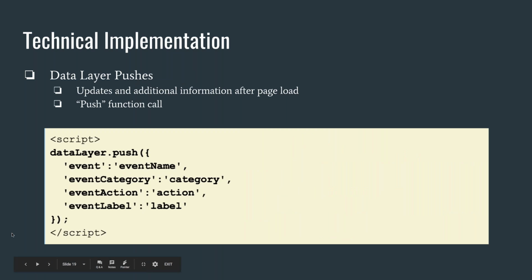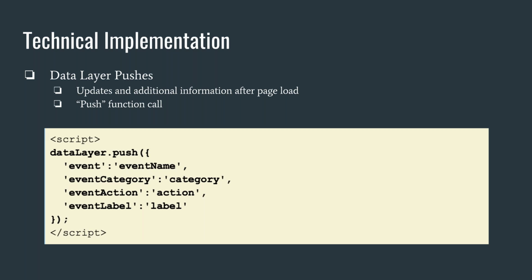So I want to touch real quick also on pushes. So we talked about the dataLayer.push method and exactly what that is, how that works. So here's an example, and you can see it's different from when we were defining it. It's not doing a dataLayer equals an array. We're pushing an object with contextual information.